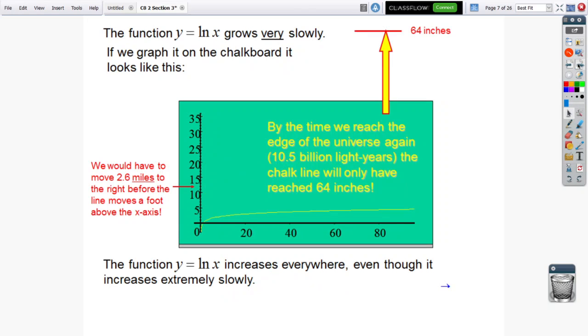Now the opposite we have here is the inverse function, y equals ln of x. It goes exact opposite way. If we went out about 20 inches, that would mean we were only up about 3 inches.